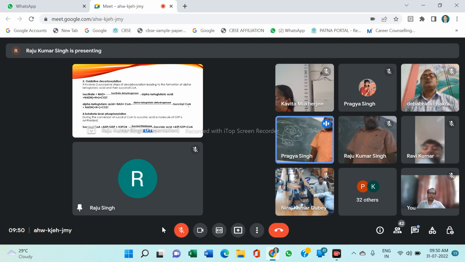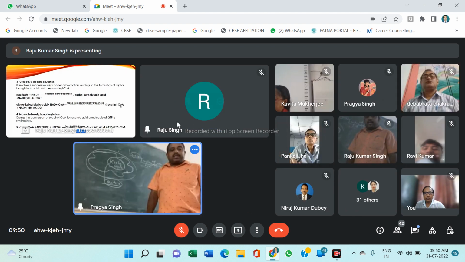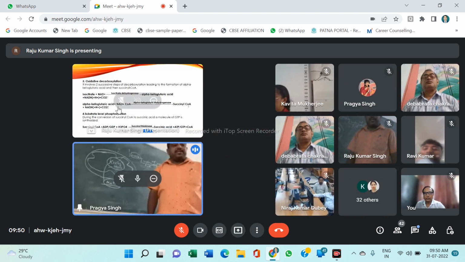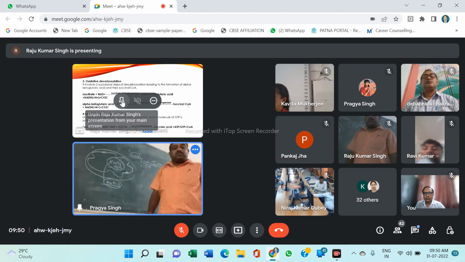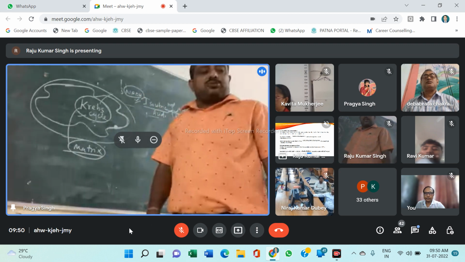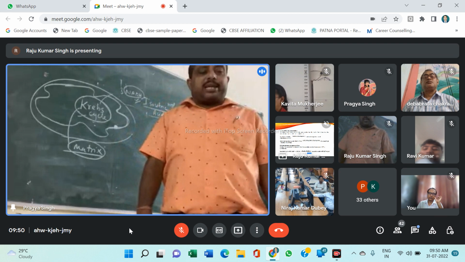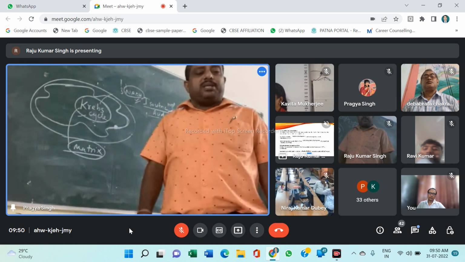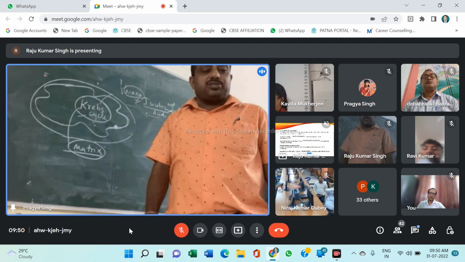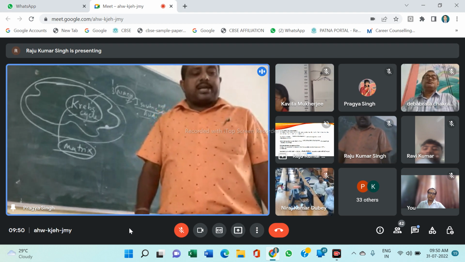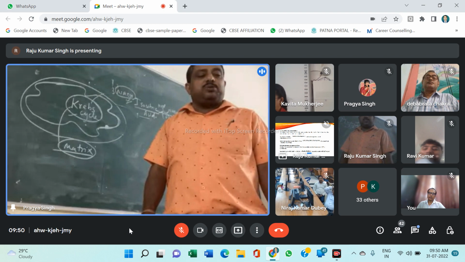Then again, when you talk about alpha ketoglutaric acid, it is changing into succinyl CoA. Again there is a formation of NADH. So ultimately, the first step is isocitric acid changing into oxalosuccinic acid, then again changing into alpha ketoglutaric acid. That step is linked with the formation of NADH. And the second step of formation of NADH is alpha ketoglutaric acid changing into succinyl CoA.